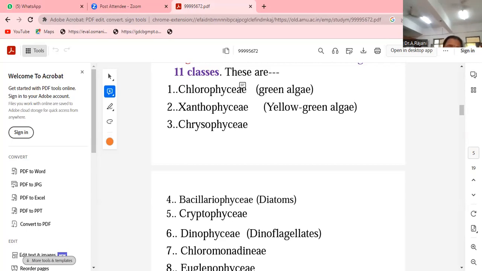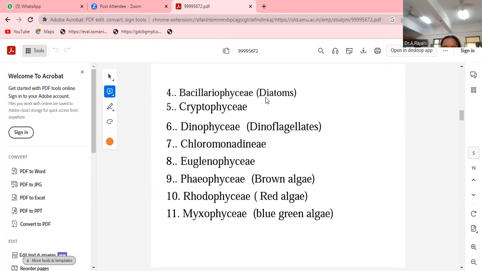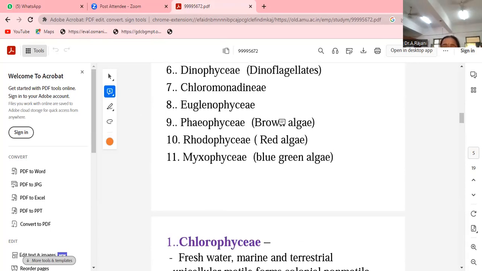These three you have to study in first year. The second class, Xanthophyceae, yellow-green algae, is not taken. Vaucheria is not now in your syllabus, but I studied that at the time. The Xanthophyceae is also there at degree level. That is Vaucheria. Only Chlorophyceae is there, and the second one, Phaeophyceae, brown algae.